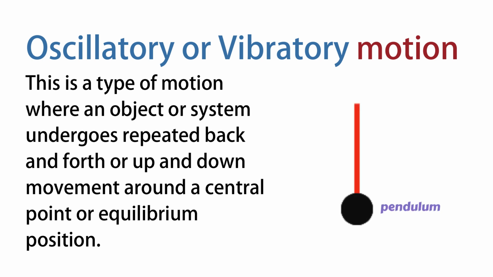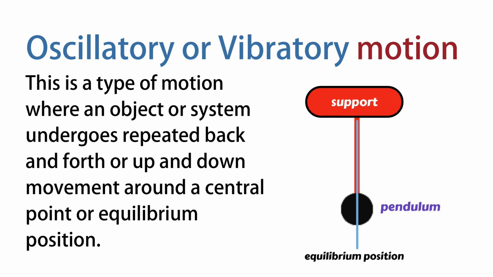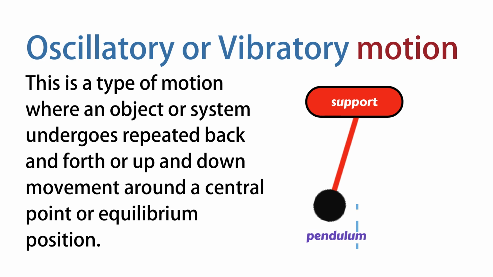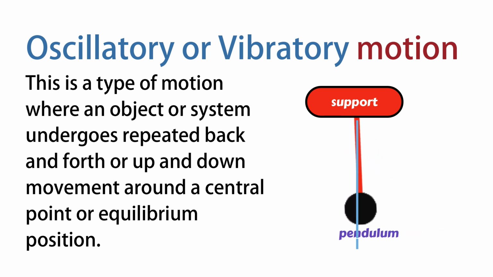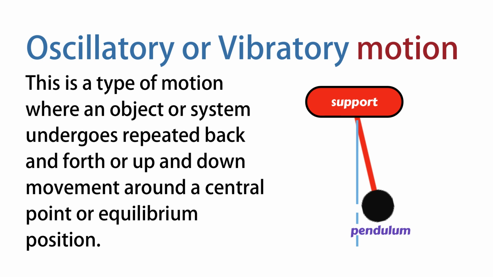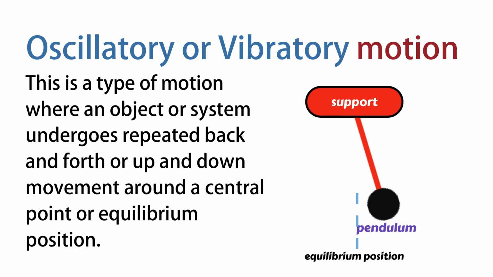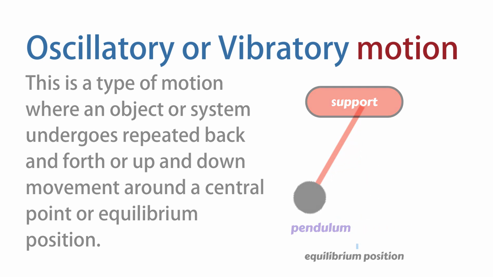Now, if you look at a simple pendulum hanging from any support, at this particular position where it is not moving, we say that this particular object is in equilibrium position, or you can call it its central point. But when you displace it at a particular angle, you will find that it will begin to undergo back and forth movement around that equilibrium position. That is what we refer to as oscillatory or vibratory motion.